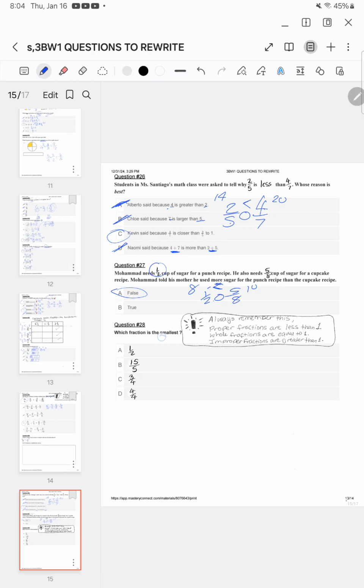Now let's look here. Which fraction is the smallest? You need a fraction that is less than 1, right?